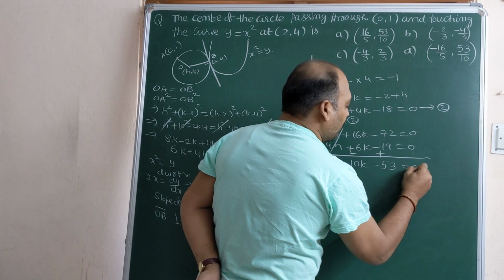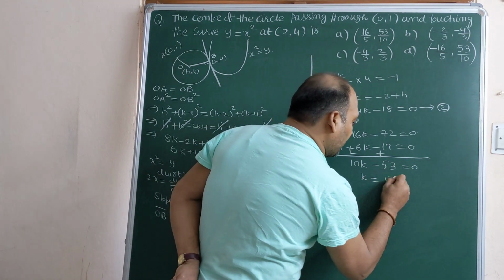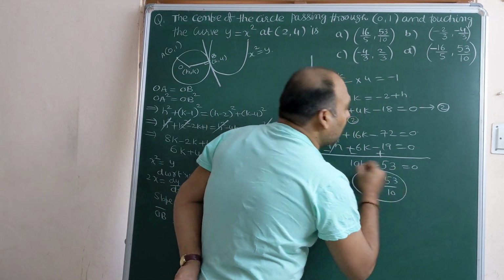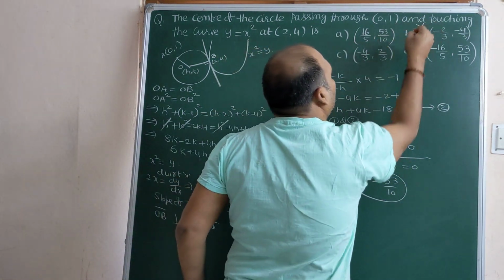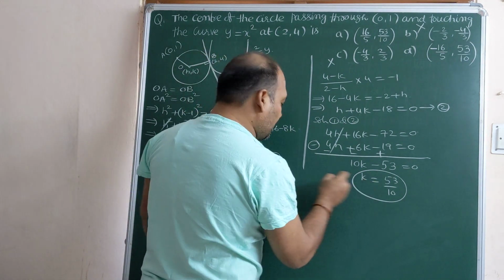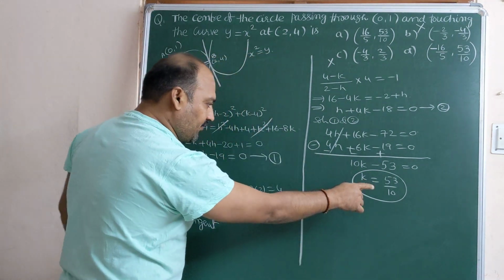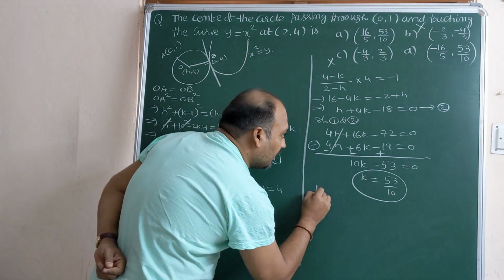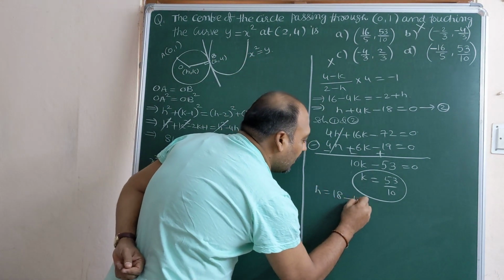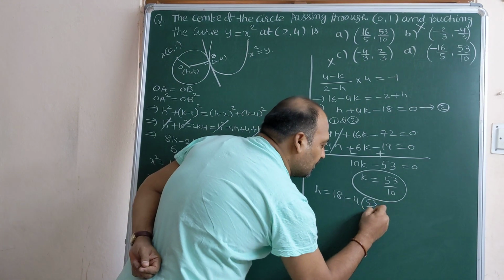So k is equal to 53 by 10. We have two options, so the B option is not correct, and the C option is not correct. K is equal to 53 by 10, substitute in this equation. So h is equal to 18 minus 4 times 53 by 10.